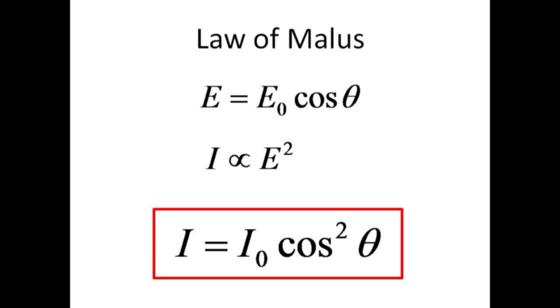Note that when the two Polaroids are aligned parallel such that the angle theta is 0, the cosine of the angle is 1, and the intensity is unchanged by the second Polaroid. If, on the other hand, the two Polaroids are cross-polarized, with theta being 90 degrees, the intensity drops to 0 and no light is transmitted.